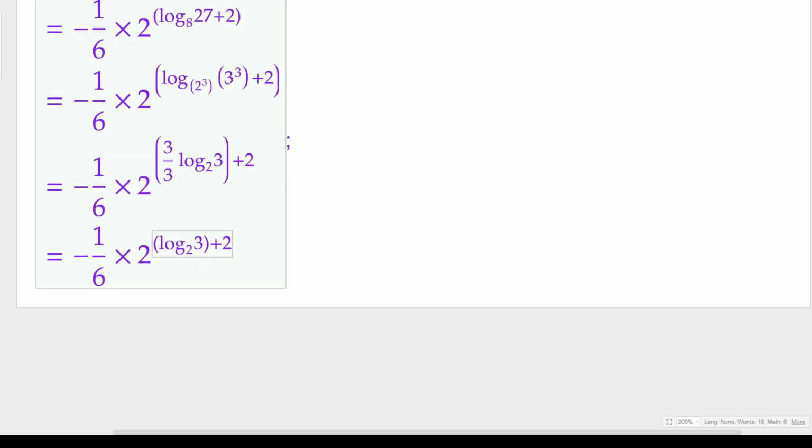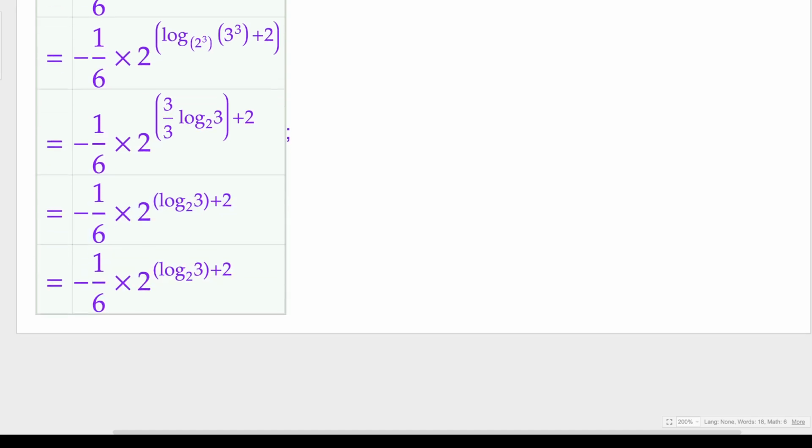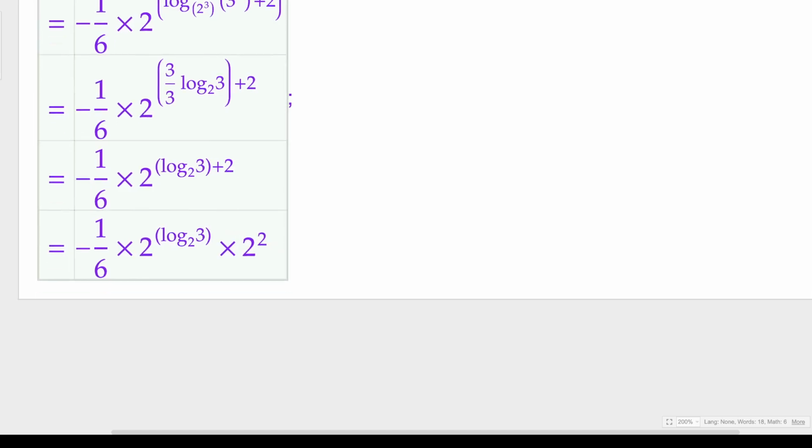Now I will be applying the property of exponent which says that if I am having 2 to the power m plus n, this addition can be converted into a product. So I will take this one and convert it to a product. This can be written as 2 to the power log of 3 base 2, and I will remove this one, and in this part I will write 2 square.